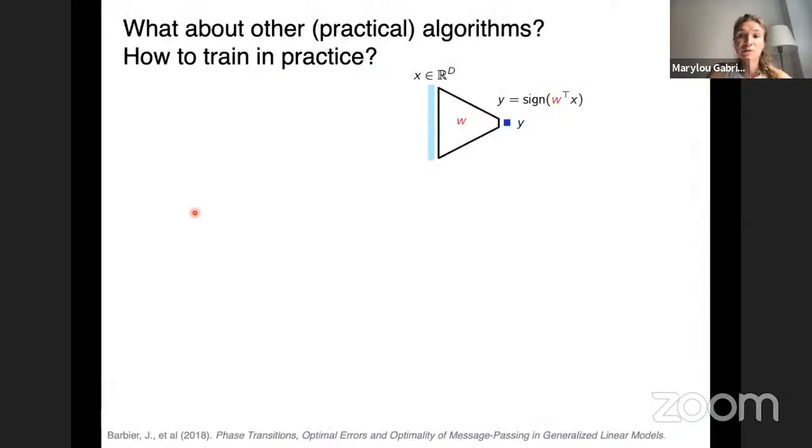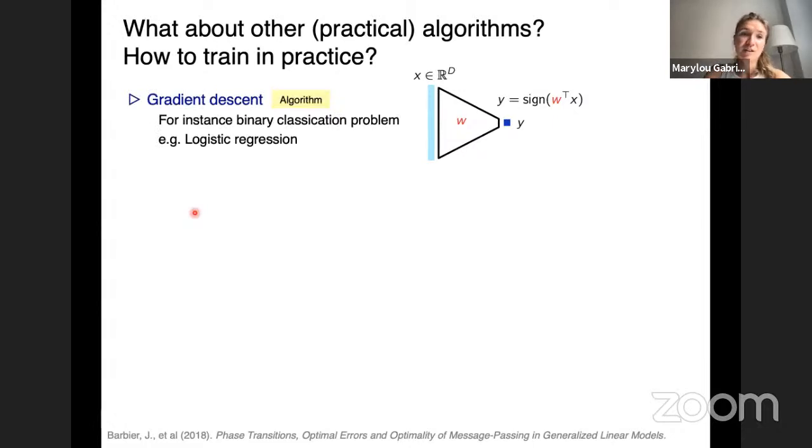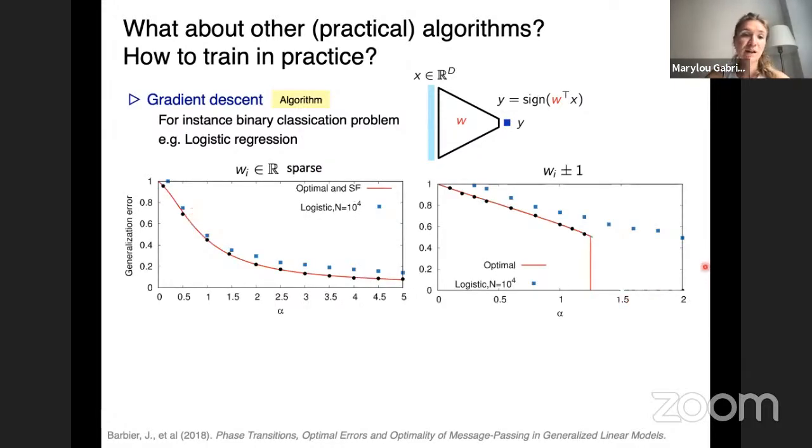So what about practical algorithms? How do we train in practice? And how does it compare with this optimal possible generalization? Well, of course, one of the most popular algorithms uses gradient descent. For example, if we are doing binary classification, we could use gradient descent on logistic regression. If we compare the performance of logistic regression, the blue squares, with the Bayes optimal solution in red, we will see that in the real valued case it's somehow close to the Bayes optimal, but not exactly matching the performance.